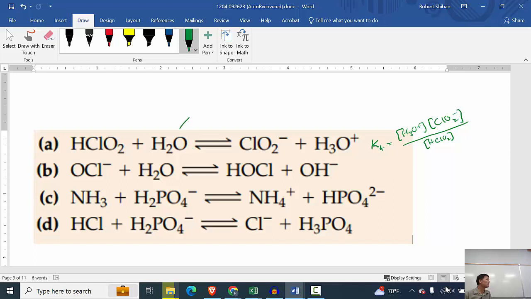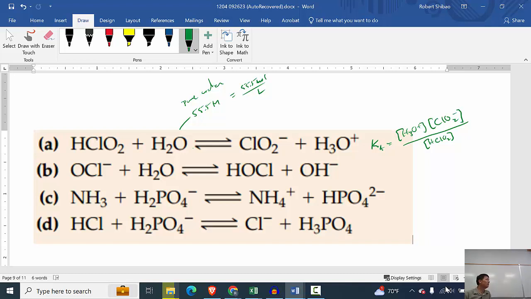Water concentration is actually pure water. In pure water, the concentration is 55.5 molar. You know how I calculated that? Pure water, 55.5 molar, because there are 55.5 moles of water in a liter. A liter of water weighs 1,000 grams, and a mole of water is 18 grams. So 1,000 grams divided by 18 grams gives us 55.5 moles.